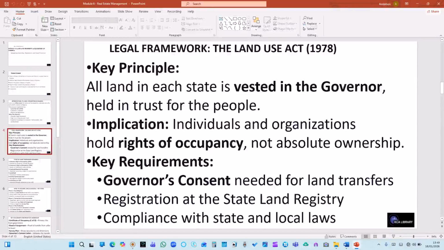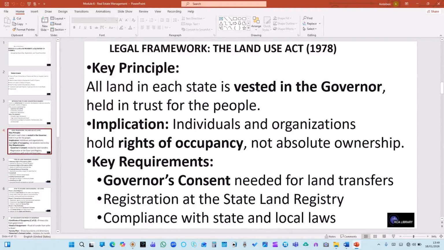Having known that, let us look at the legal framework, that is the Land Use Act of 1978. The key principle of the Land Use Act is that all land in each state is vested in the governor, held in trust for the people. So the Land Use Act of 1978 vested all land ownership in the state governor to be held in trust for the people. The implication is that individuals and organizations hold right of occupancy, not absolute ownership.